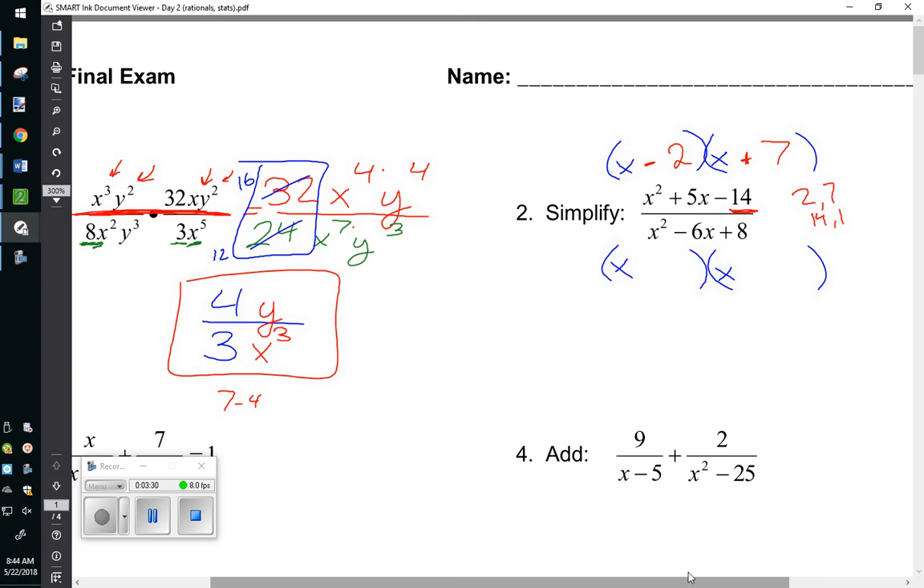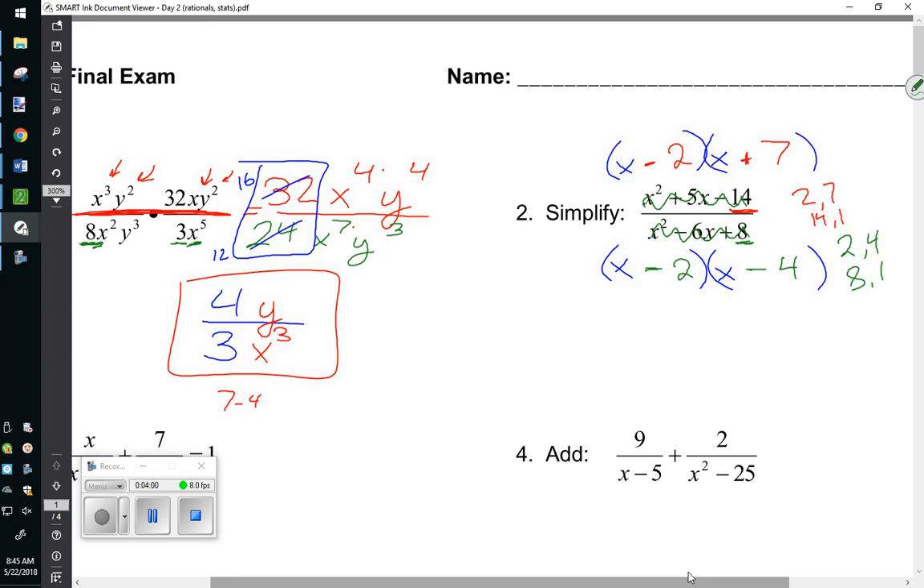Then I got my 8 here. Sabrina, what numbers can multiply together to get me 8? 2 and 4. 8 and 1. One of those combinations needs to add to get me negative 6. 2 and 4, and what's got to be true with both of them? They both need to be negative, because negative 2 minus 4 gets me negative 6, and negative 2 times negative 4 gets me 8. Once I've factored, I don't really care about this anymore. I'm just looking to reduce.